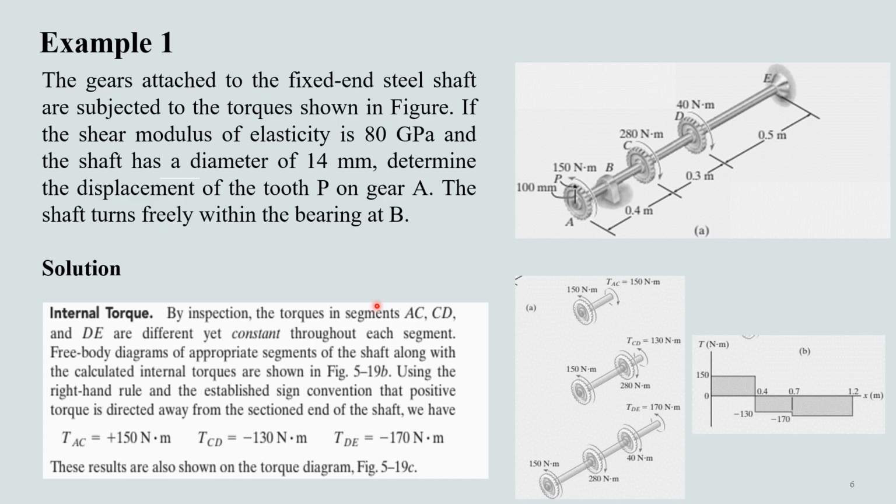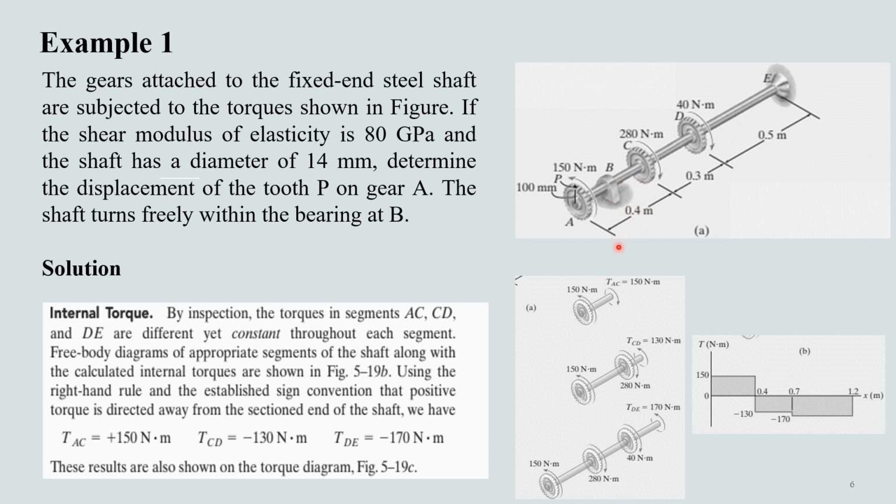So this is our first example. In this example, we have gears that are attached to a fixed end steel shaft, and these are then subjected to torques. If the shear modulus of elasticity is 80 gigapascal and the shaft has a diameter of 14 mm, we have to determine the displacement of this tooth P on gear A. The shaft turns freely within the bearing at B.